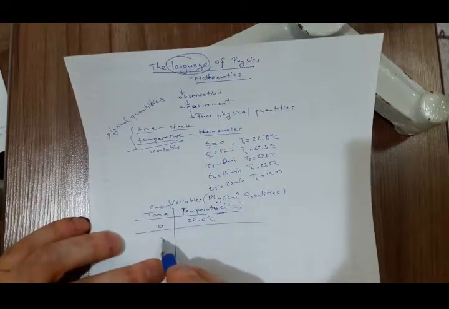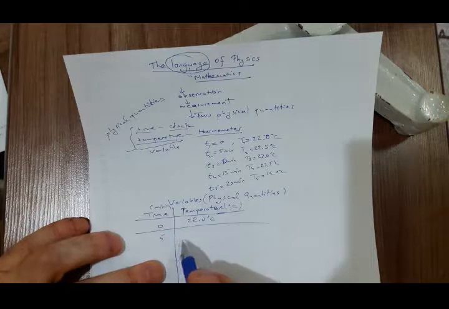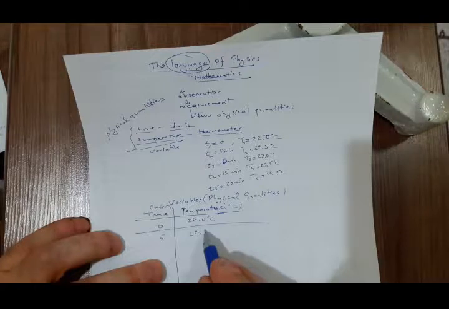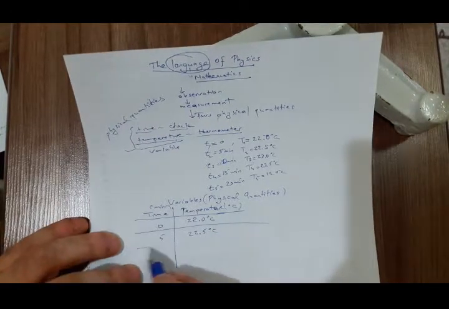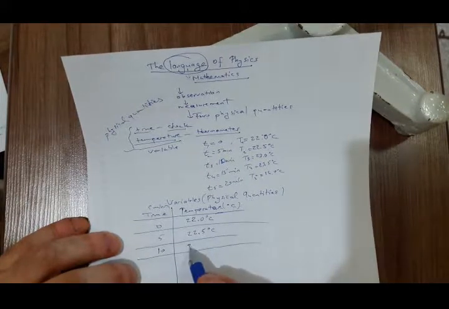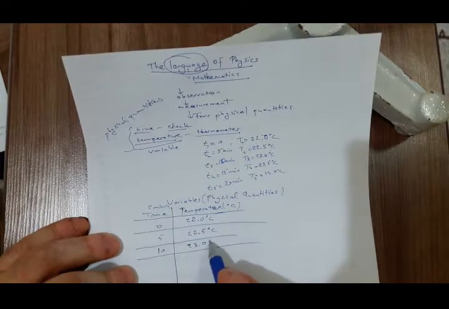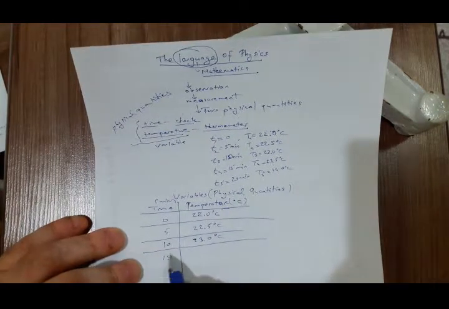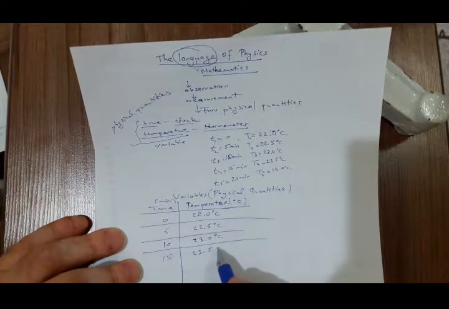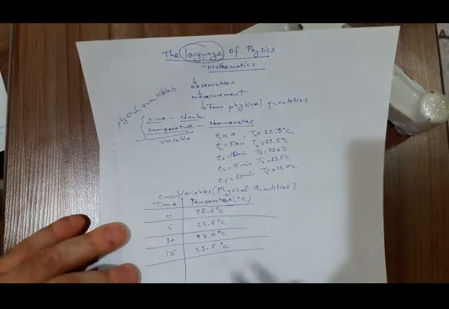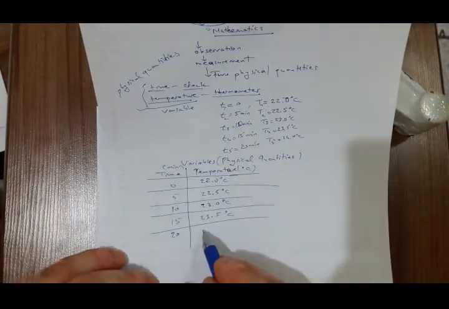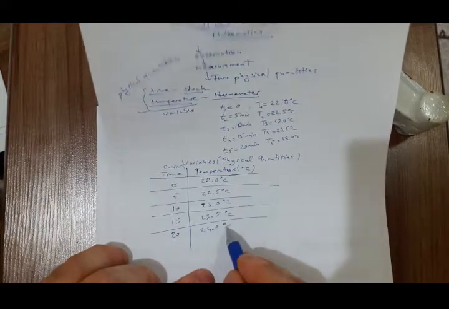After 5 minutes, when the time measured passes 5 minutes, assume that you measured the temperature of this classroom as 22.5 degrees Celsius. When the clock shows 10 minutes, the temperature of the classroom is 23 degrees Celsius. When the time is 15 minutes, the classroom temperature is 23.5 degrees Celsius. When the clock shows 20 minutes, the temperature is 24 degrees Celsius.